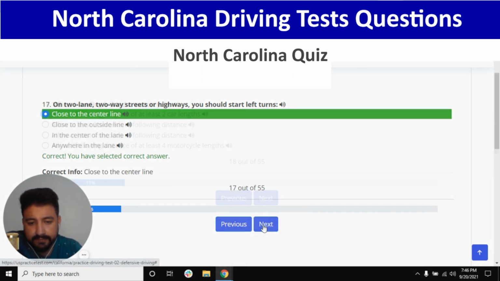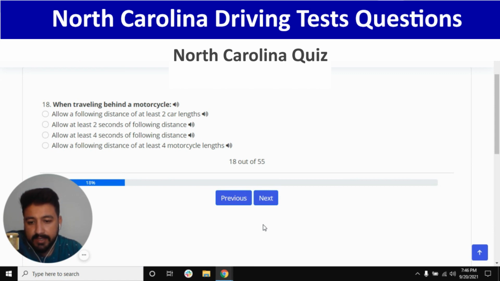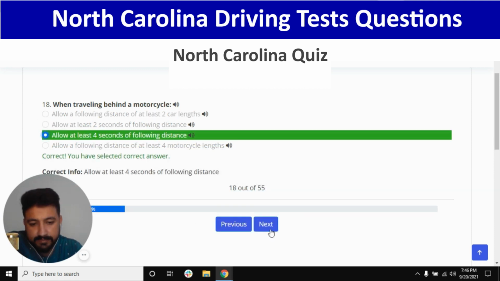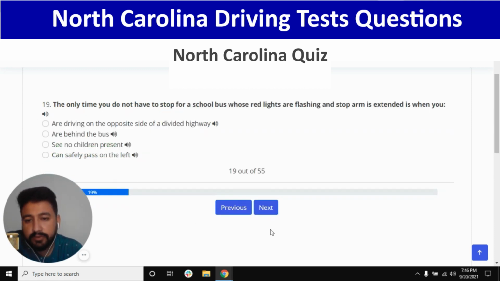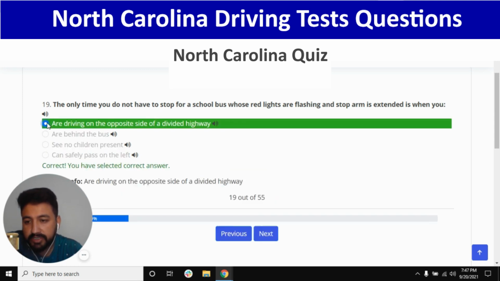Yes, and next. When traveling behind a motorcycle, the right answer is allow at least 4 seconds of following distance, which is the third one. Next. The only time you do not have to stop for a school bus whose red lights are flashing and stop arm extended is when you. The right answer is are driving on the opposite side of a divided highway. So seems like the first option is the right answer.